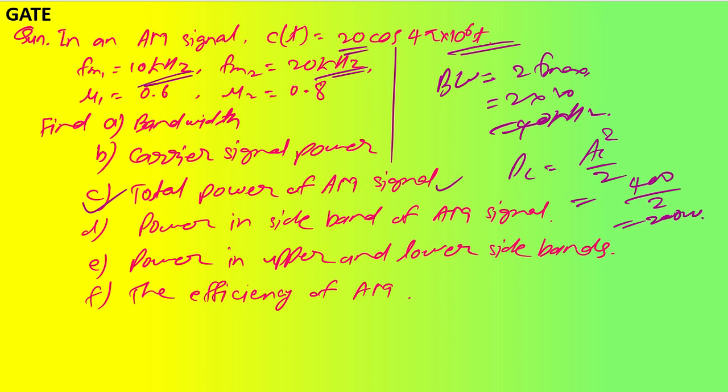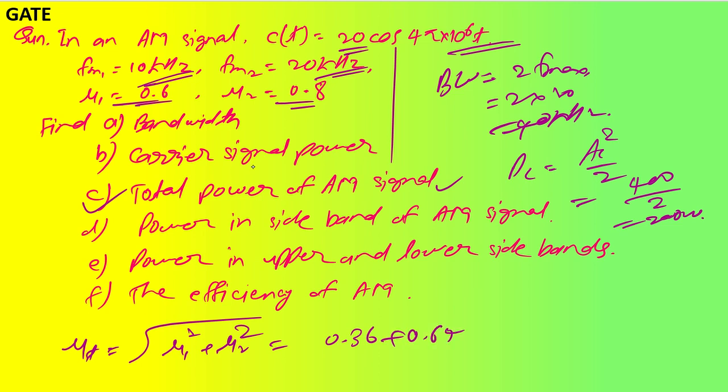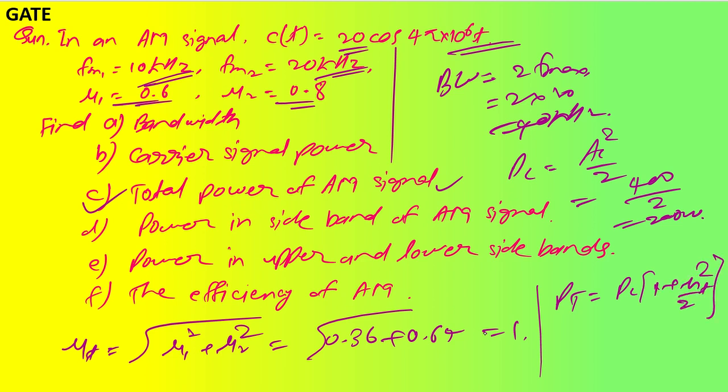Now, what is the total power? For calculating the total power we need mu, right? And mu1 and mu2 are given. So you guys know already, the total mu will be the square root of mu1 square plus mu2 square. That is going to come up as 0.36 plus 0.64. Why? Because 0.6 square is 0.36 and 0.8 square is 0.64. That is going to come up as 1. Isn't it very easy to calculate? PT is equal to PC into 1 plus mu square by 2, where mu will be the total modulation index. So I have actually done it for you.